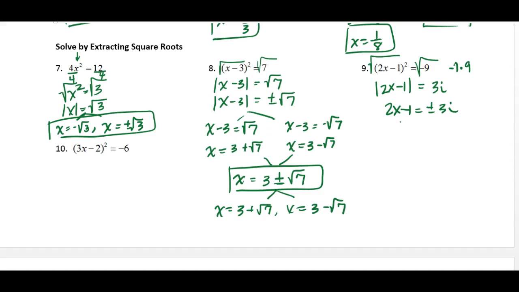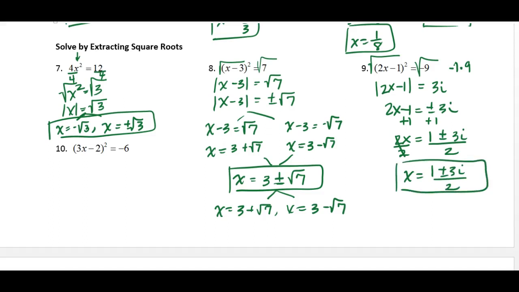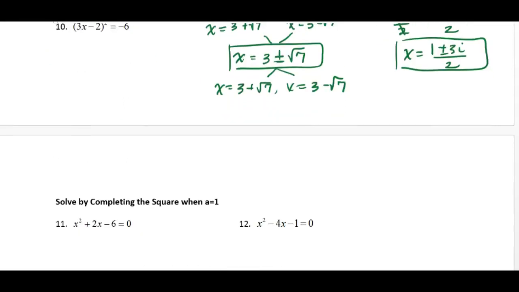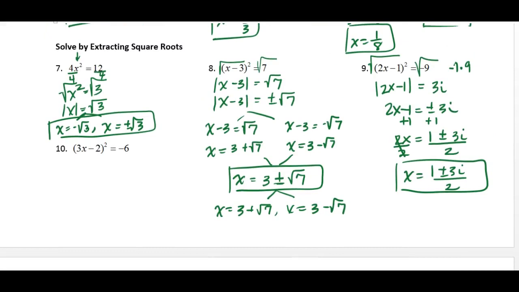So if I'm going to finish this, I'm going to add 1 to both sides. I have 2x equals 1 plus or minus 3i. Not finished because x is not isolated, so then I need to divide all of it by 2. So x is 1 plus or minus 3i divided by 2. Okay, if you want to separate that out, you can, but you can just leave it like that. That is perfectly acceptable. All right, so we're going to stop there. I want you to practice with these concepts, factoring and extracting square roots, and then we will do the rest of 2.4 in the B video.